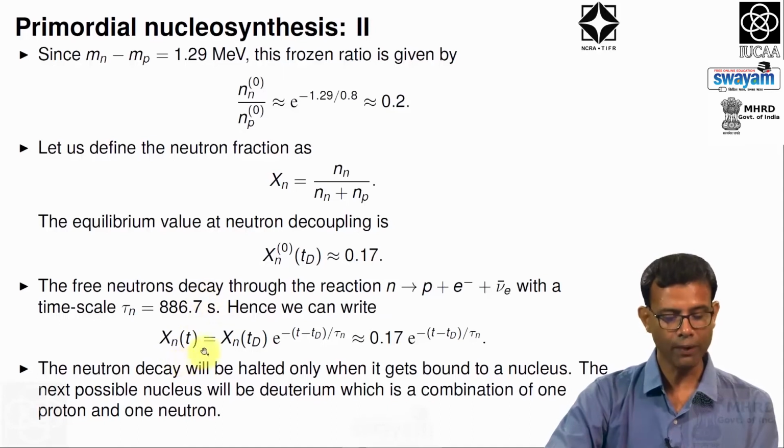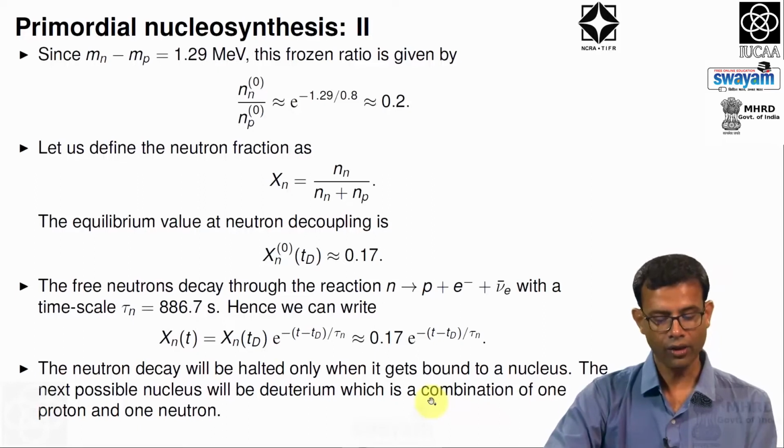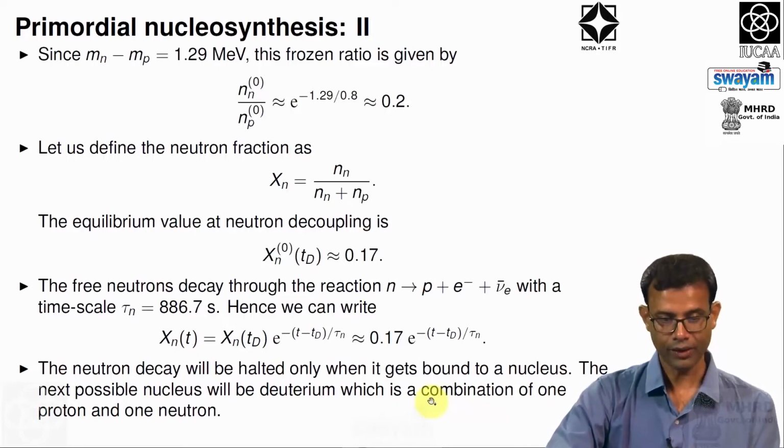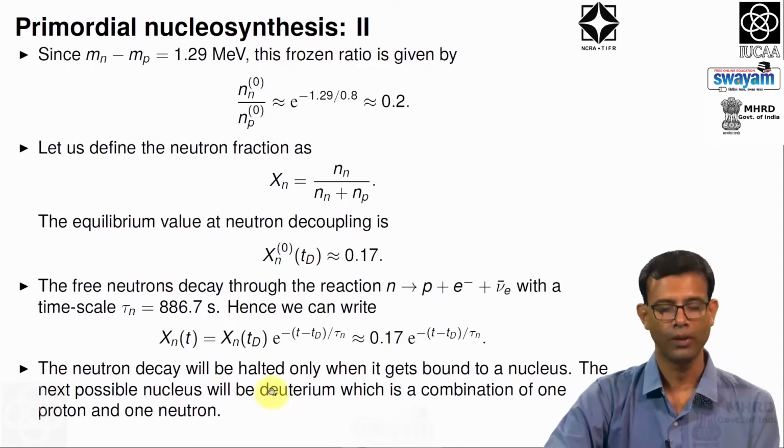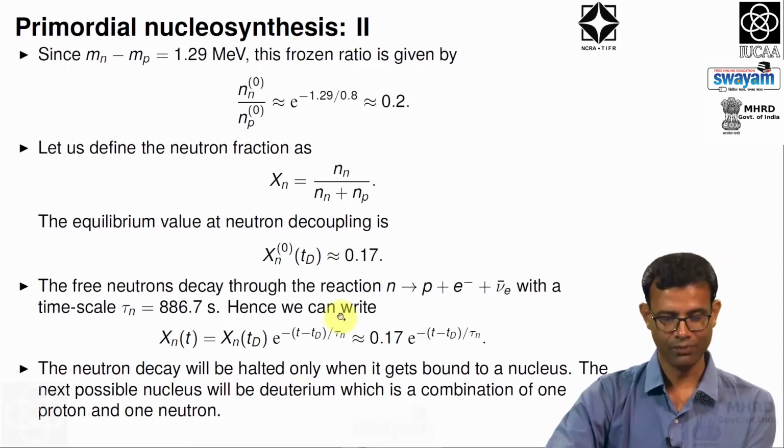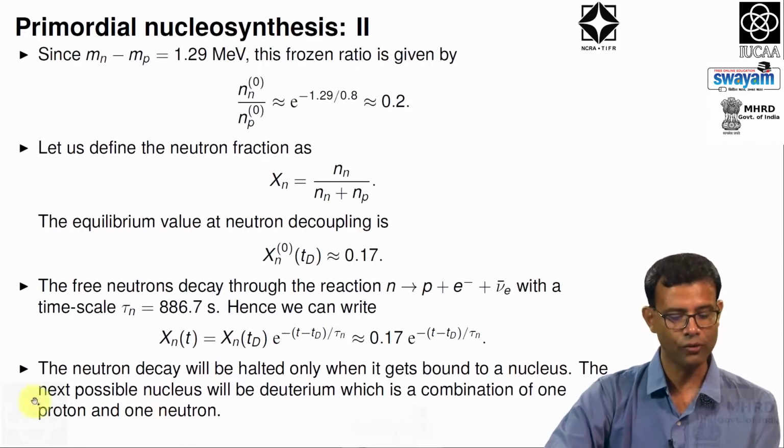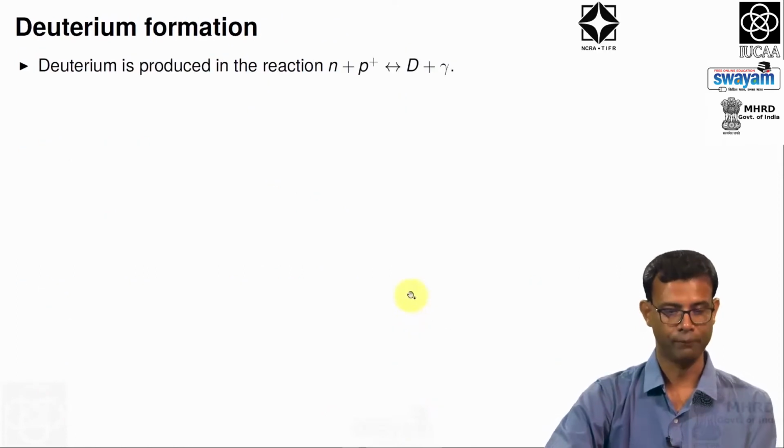Actually, the neutron decay happens only when the neutrons are free. So, it can be halted only when a neutron gets bound to a nucleus. Clearly, you have to make sure that the neutrons get bound to some proton or something, so that this decay is halted. The next simplest nucleus is deuterium, which is just a combination of one proton and one neutron. Remember, this is just an isotope of hydrogen. This is unstable, but at least that is the starting point. If you can bind the neutron to a proton, you can halt this decay.